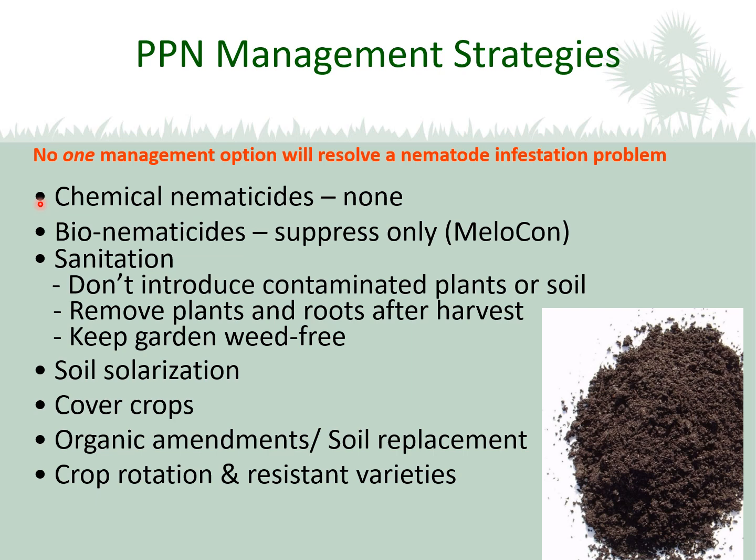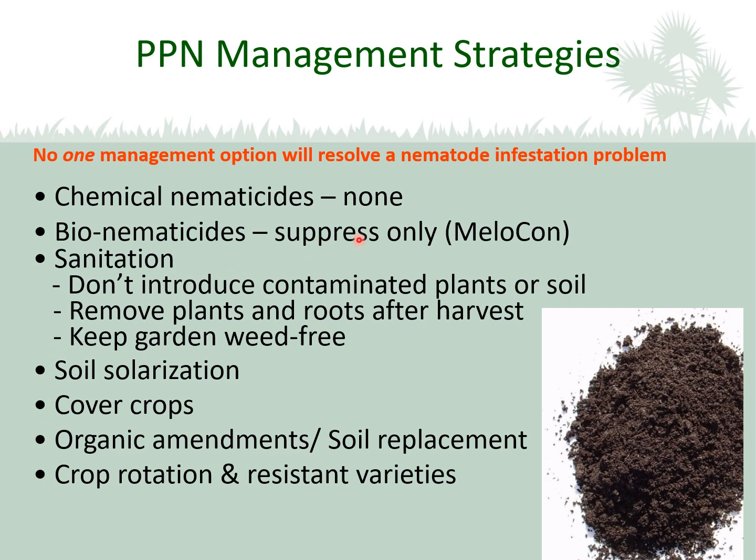There are no chemical nematicides. There are some bionematicides. You can also try using sanitation methods, so don't introduce contaminated plants or soil. Remove plants and roots after harvest and keep your garden weed free. You can solarize the soil, which we'll learn more about. We'll also learn more about using cover crops and organic amendments and crop rotation and resistant varieties.